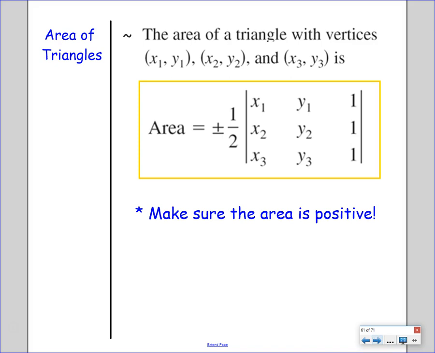Or you just go ahead and say, hey, take each of the points. It doesn't actually matter what order you put them in. Just take each of the points, xy, xy, xy. Continue to make it a square matrix by adding in ones. And then multiply by 1/2 and either a positive or a negative. Whatever sign makes it positive. You basically just need to think about whatever this determinant gives you, cut it in half and make it a positive number. Pretty much what's going on.